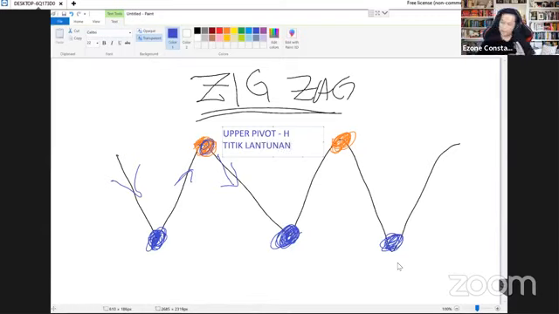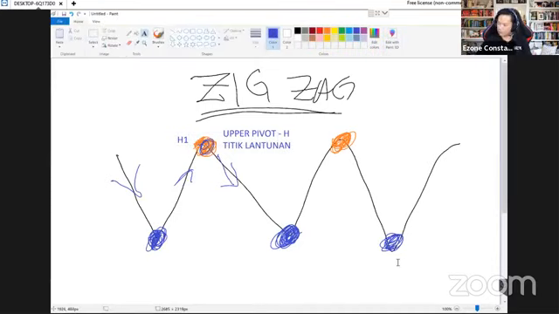So kita ada titik lantunan atas, titik lantunan bawah. Jika ada titik lantunan atas, bermaksud kita sebut dia sebagai high. So we're going to label this one as a high. H1 lah. Next one is we have H2 lah. Kita akan label dia.